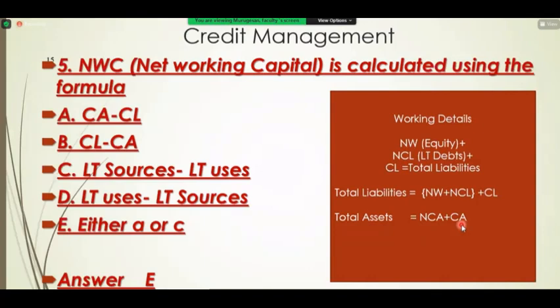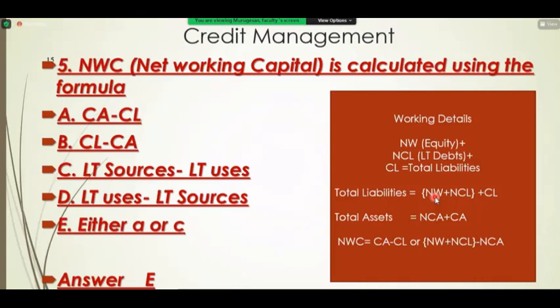Normally, in any balance sheet, CA will be more than CL. So CA minus CL is positive, should be positive always. CA should be more than CL. So the balance sheet tallies, and NW plus NCL minus NCA also gives the same answer. You understood? NWC, two formulas. Never forget.